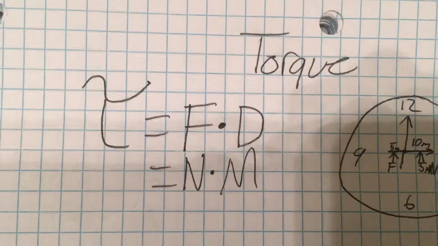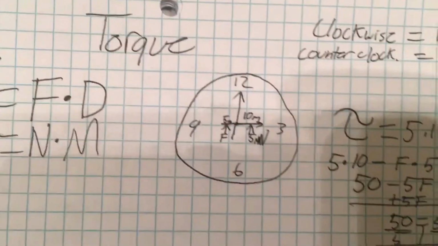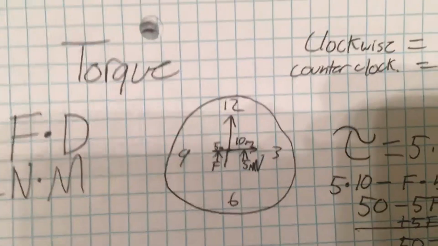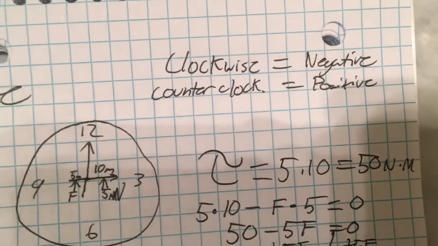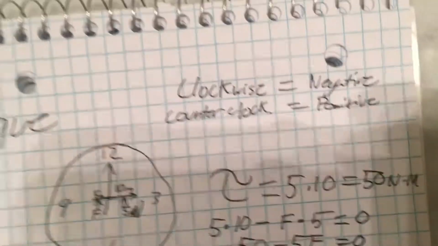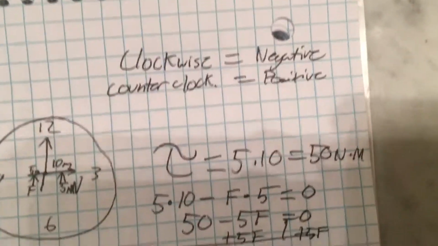So torque equals force times distance, which can also be seen as newtons times meters. Now I drew a clock, a very odd clock. It looks like the one in that painting. But I drew this because if your motion is going clockwise, it'll be a negative number. And if it's going counterclockwise, it'll be positive.